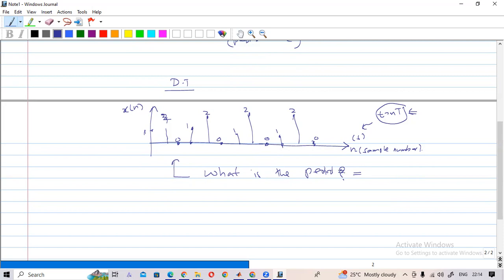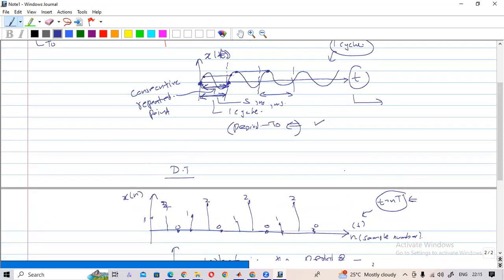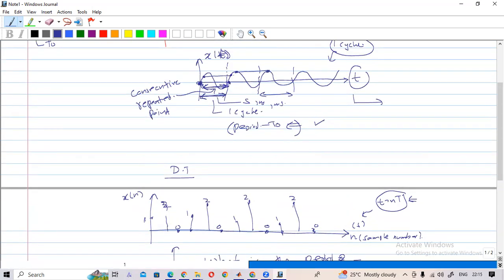What is the period of this cycle? So how do you find the period here? You need to select two consecutive repeating points. Then you need to measure the time duration between those two consecutive repeating points. Right?